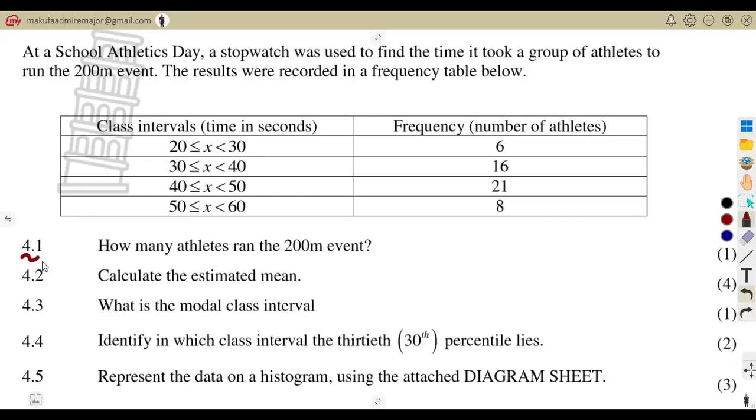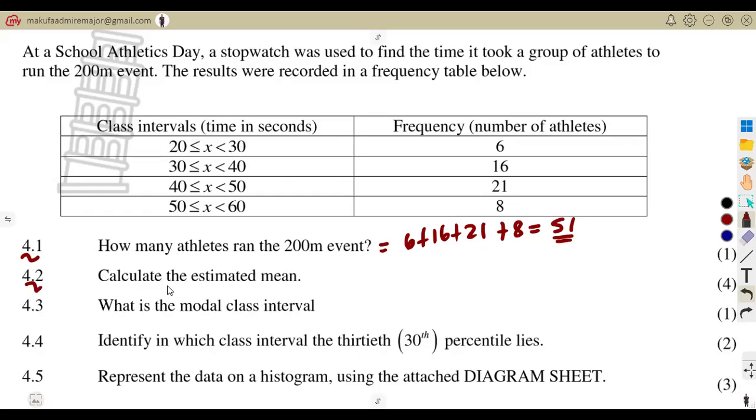And they're saying on 4.1, how many athletes ran the 200-meter event? These are the athletes, the number of athletes, the total frequency is the one they want. All of them. How many? So they want you to find the total. Simply going to add 6 plus 16 plus 21 plus 8. That is the total of the athletes, which is 51. So that was your total frequency there.